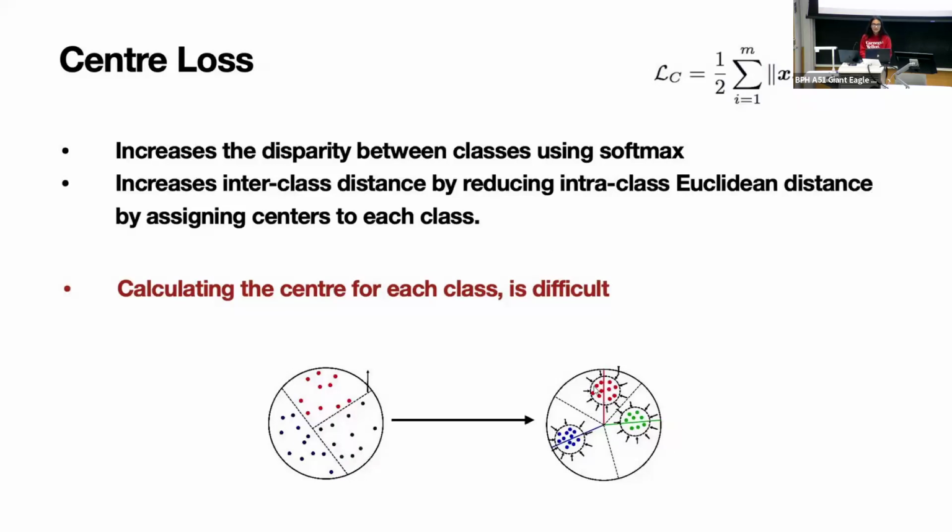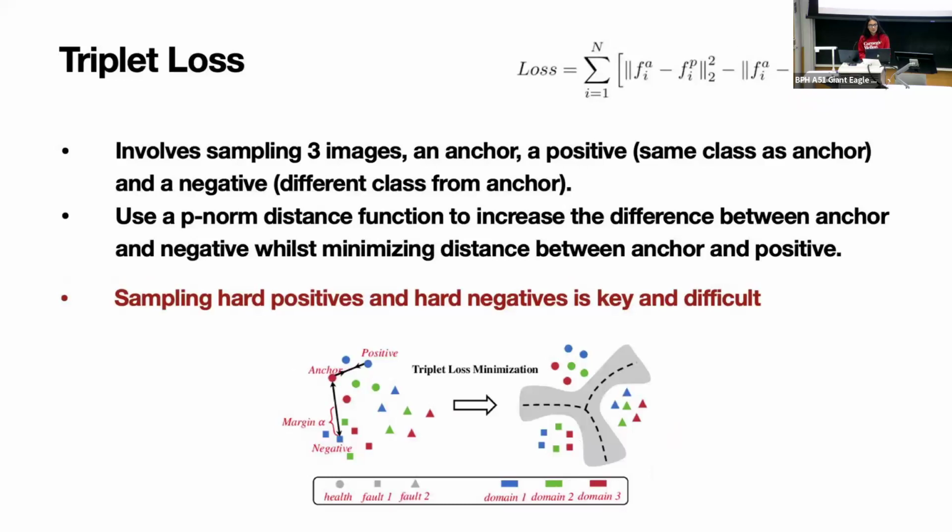It works in a way that it minimizes the distance between the similar pairs with respect to the center of that cluster, and also makes sure to maximize its distance from the other clusters. Moving on to triplet loss.